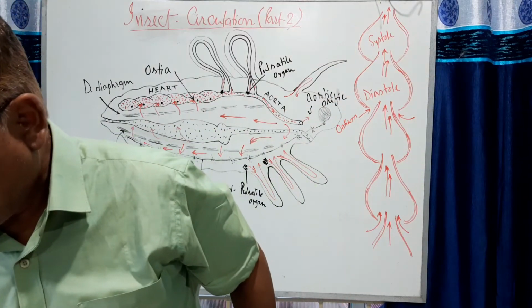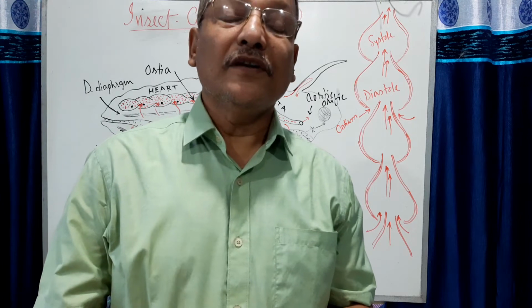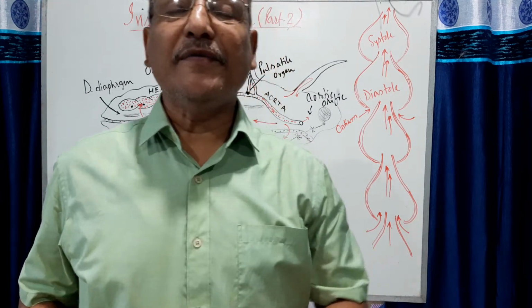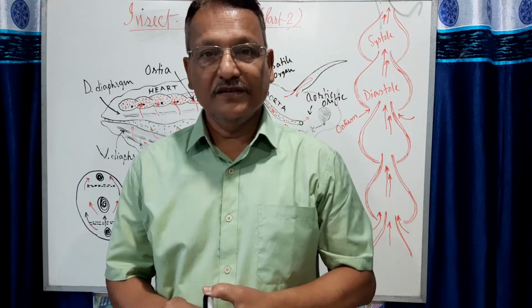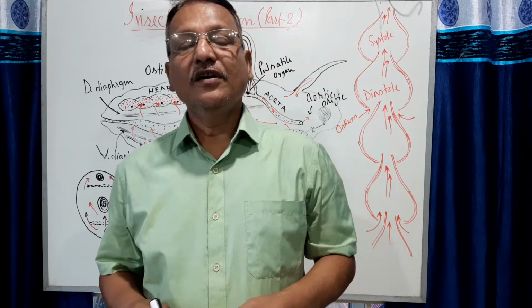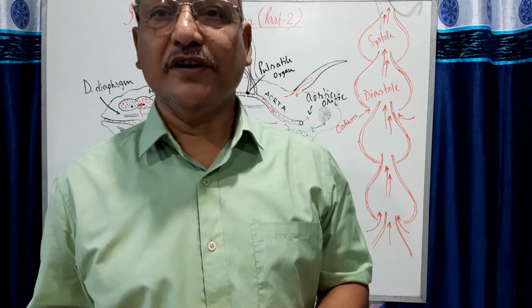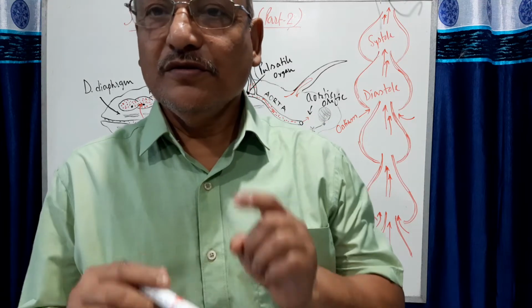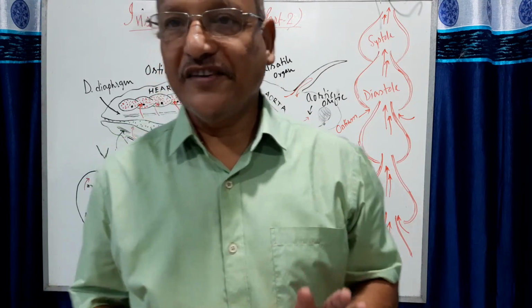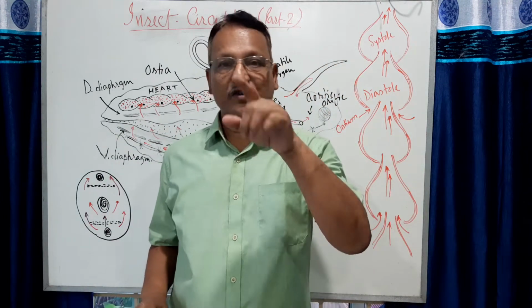Today, I would like to discuss the remaining parts of insect circulation. Already, I have discussed the structure of circulatory organs. So, the sole circulatory organ in the case of insects is the dorsal vessel.